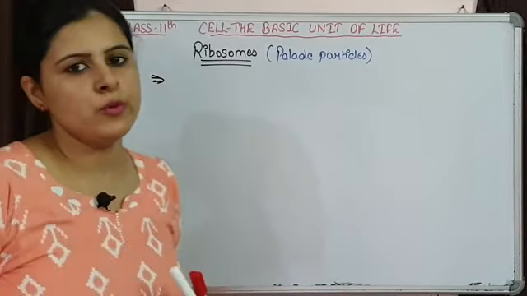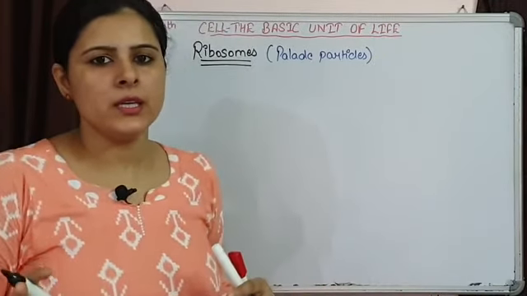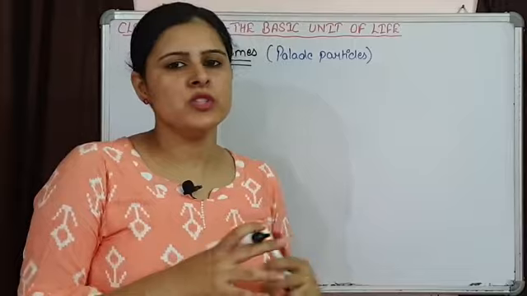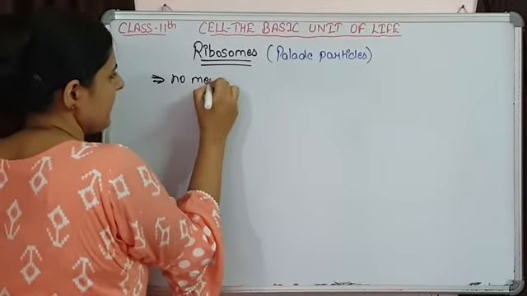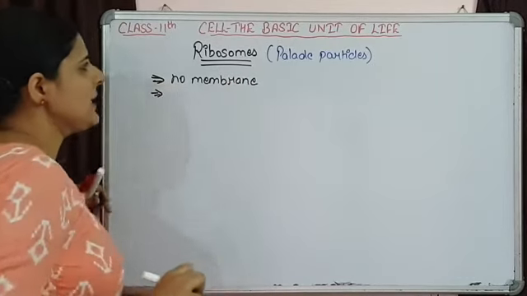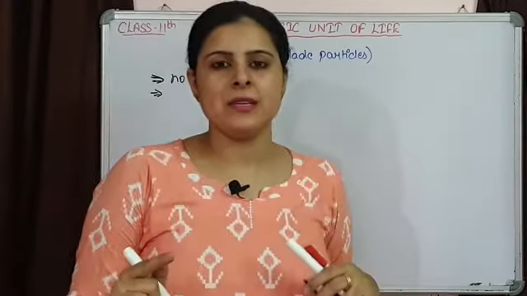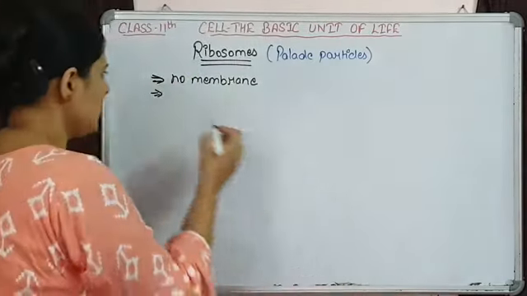First thing about ribosomes, no membrane is there. Ribosomes में membrane नहीं होती है. So these are the organelles which are not having any membrane. Now if we talk about their presence, then they are present in both prokaryotic as well as eukaryotic cells.